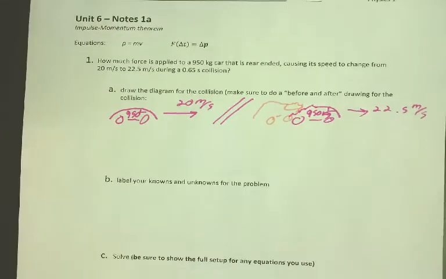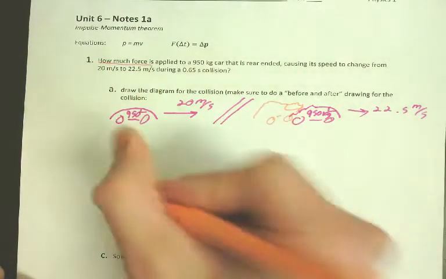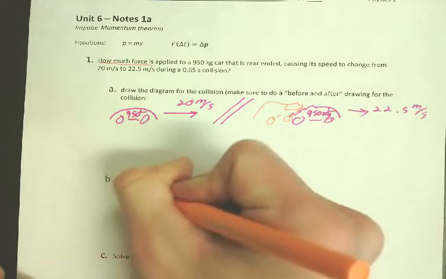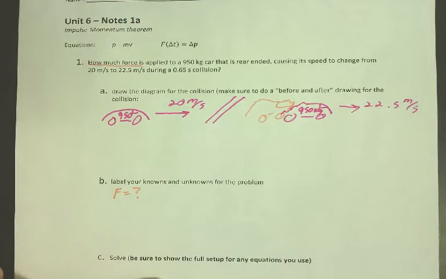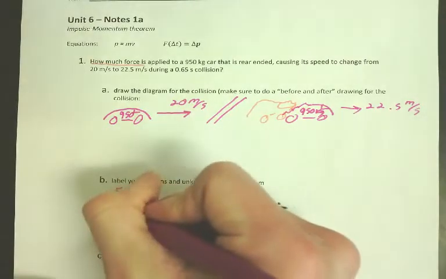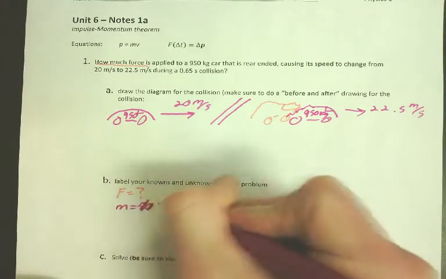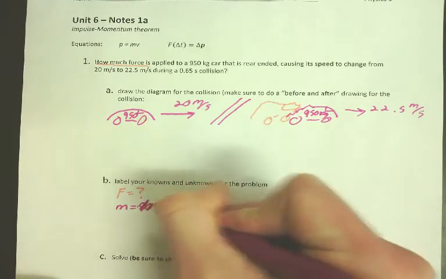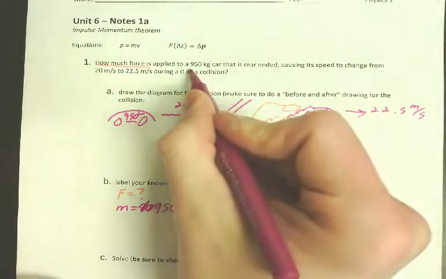So B, label the knowns and unknowns for the problem. So let's start with what we're solving for. So how much force? We're solving for F. How much force do we need? And then we go through what we know. We know that we have a mass of 950 kilograms. Okay, so that's this number.